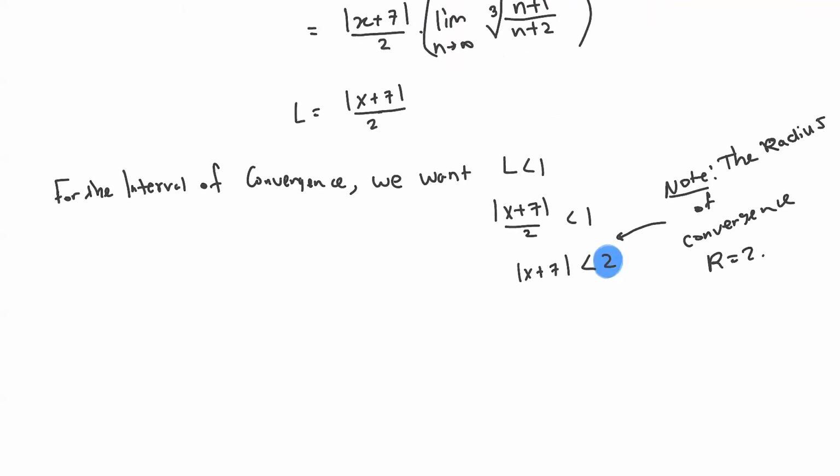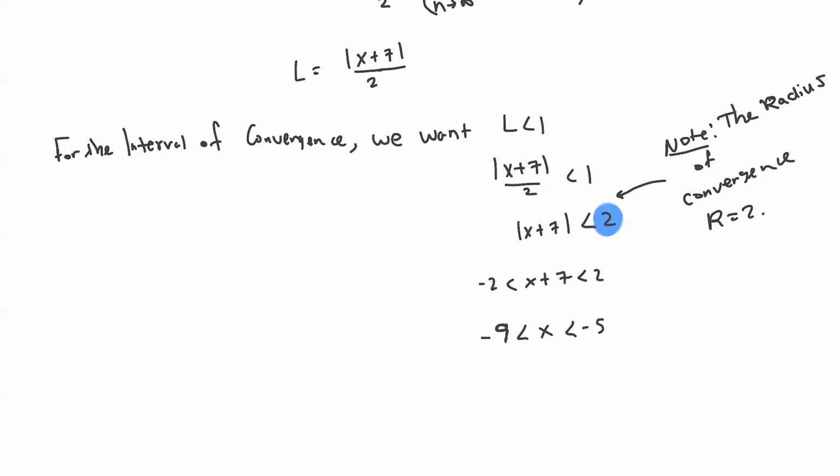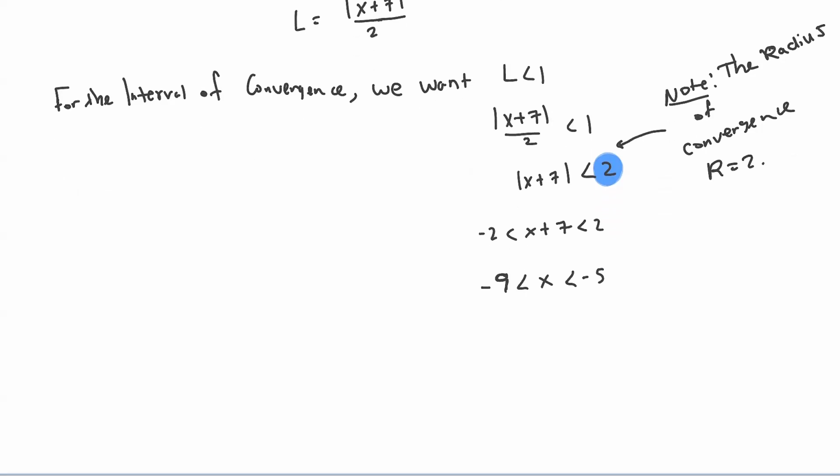So in our case, that means x plus 7 is less than 2, but greater than negative 2, right? So what does that mean? Subtract 7 on both sides, we get negative 9 is less than x, which is less than negative 5. So we have to check the endpoints now. We don't know if we include negative 9 or negative 5. So let's check. At x equals negative 9, what is that going to be?